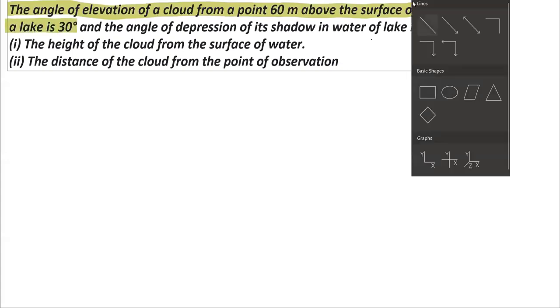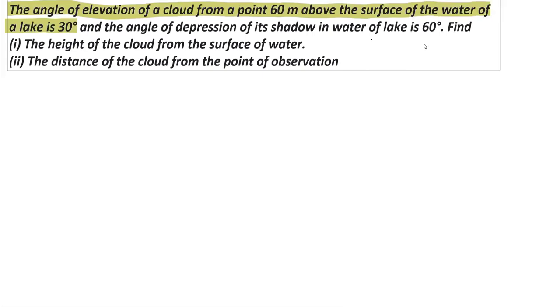So what we can do, let's say if I make the lake first, this being the surface of the lake, and from a point which is 60 meter above this surface of the lake. So this is above the surface of the lake. So I can write the point of observation as A and say BC, or you can say BD. Let's say BD is the surface of the lake, and this length is given as 60 meter. Point of observation is A.